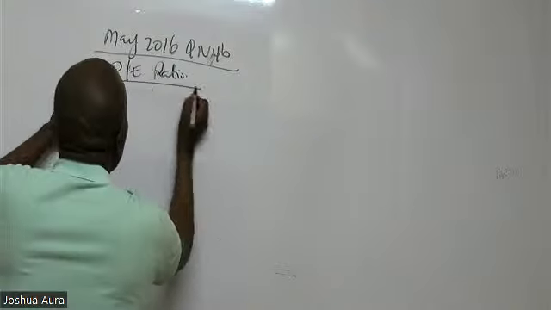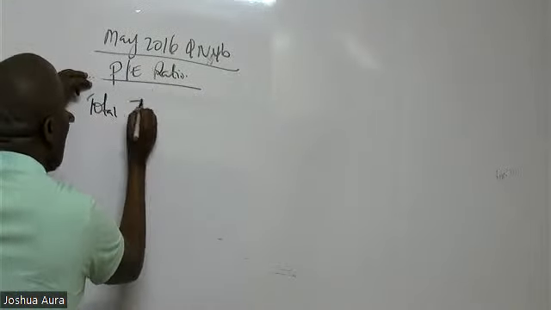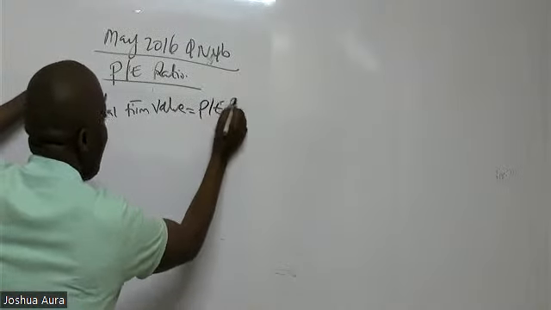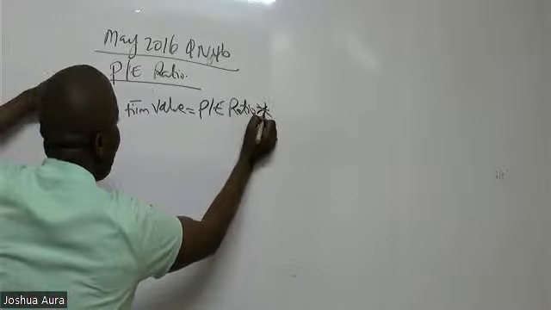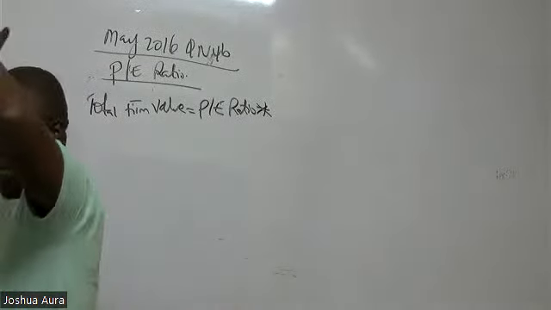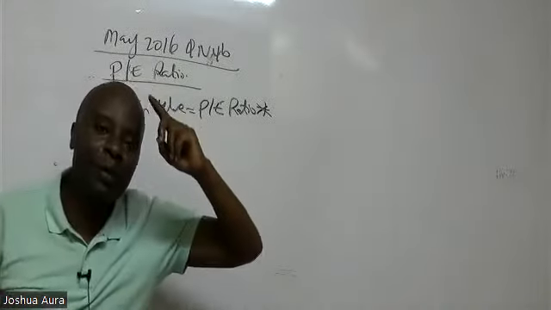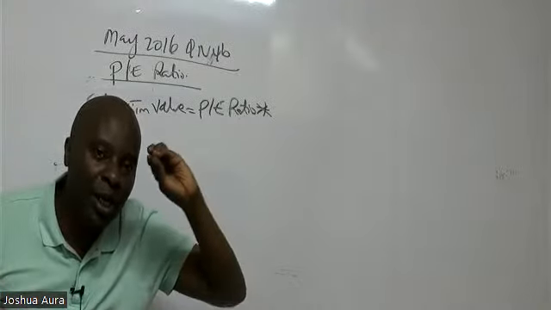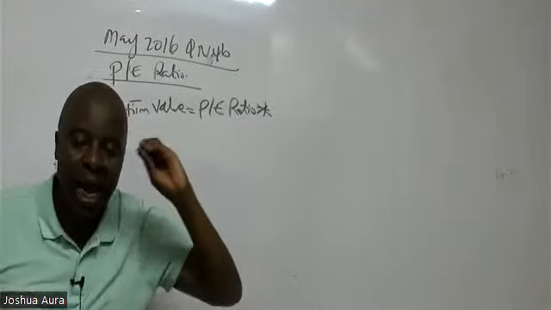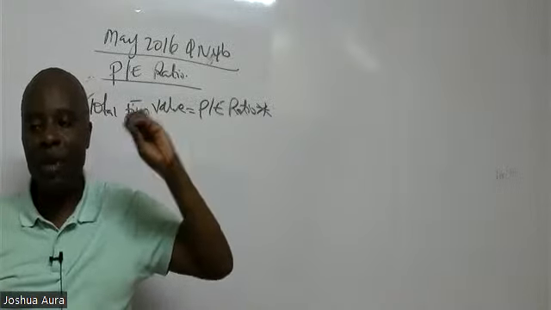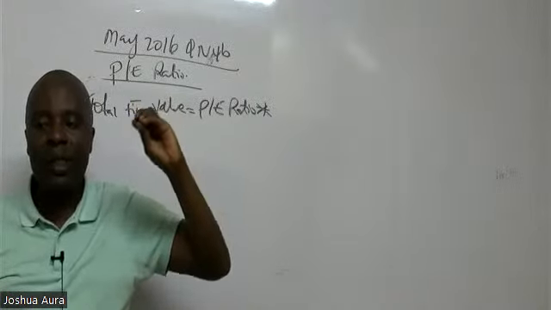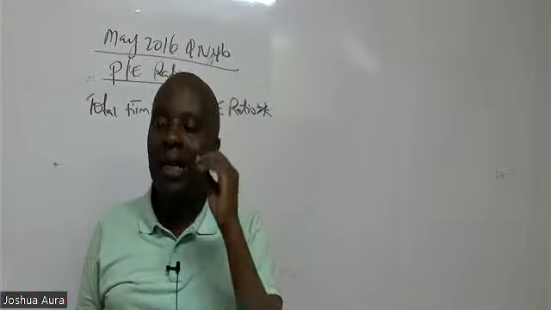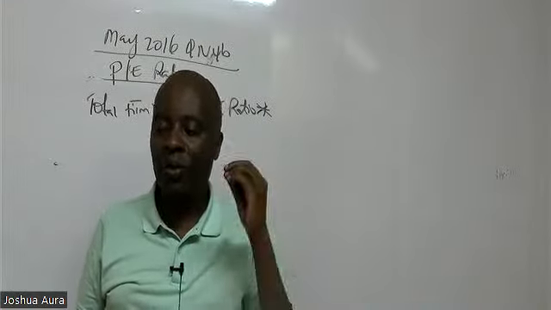It's very easy. We say the total firm value equals the PE ratio given times something. Anytime they want us to give them the total value of any organization using the PE ratio, I will take the PE ratio times something. What is this something? Times earnings of the firm.